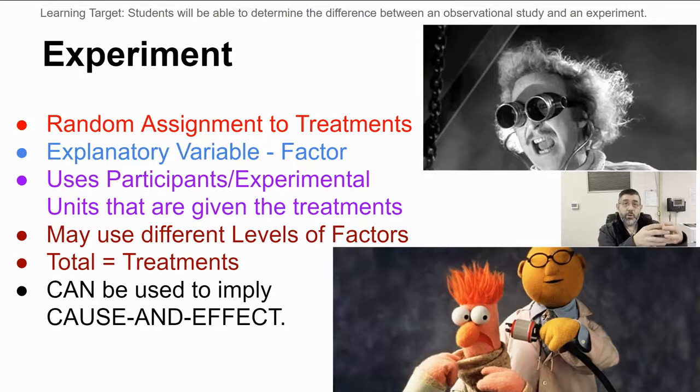But maybe I have one group that has no MSG in their food. The second group has a low dose of MSG in their food. I don't know what grams that would be, but that would be small. And then another one that has regular, which would mostly come in food, so a higher dose of MSG. So I have 3 groups. Those are called levels.